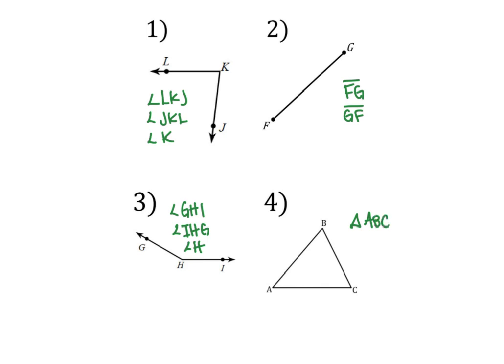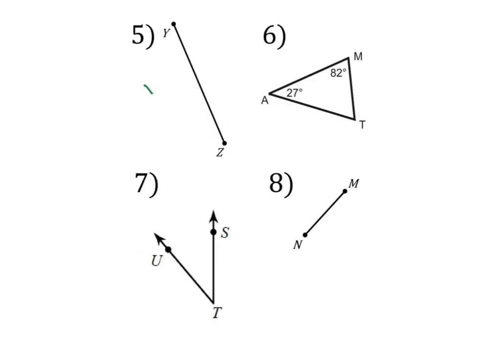The order of the letters doesn't matter, but I'm not going to go through all the different combinations. Number 5 is a line segment, so we can call it YZ with a line segment on top, or you can call it ZY. Number 6 is a triangle, so we can say triangle AMT. Again, any order of the letters is fine. Number 7 is an angle, so we can call this UTS or angle STU, or we can just call it angle T, again, since that angle is not sharing a vertex. And then number 8, it's a line segment, so we can call it NM with a line segment on top, or MN.